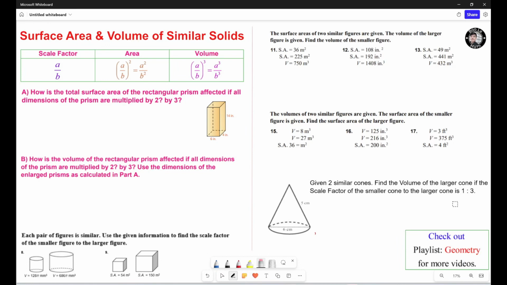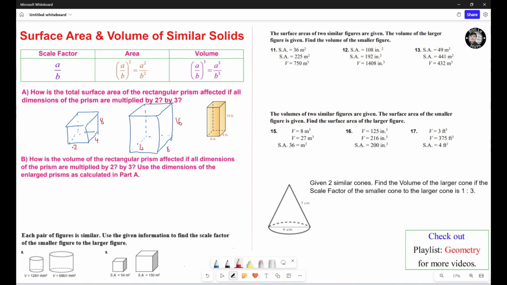Hello everyone. In this video, we're going to learn how to calculate the surface area and volume of similar solids. If two figures are similar, they have a scale factor. For example, I have the rectangular prism right here. Suppose this is 2, this is 4, and this is 8. And this is 4, this is 8, and this is 16.